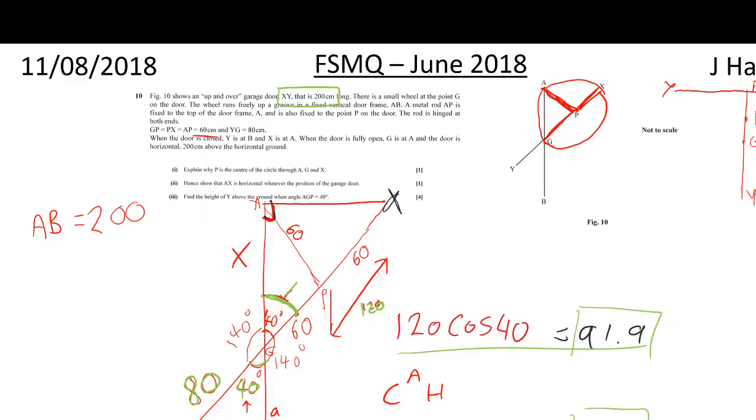We know that A to B is also 200 because of when the door is... sorry, A to B... where does it say AB? Well, because the door fits in there, if you think about it. When it's here, the door fits in there, so it's 200. So it's 200 minus that, which is 46.8.